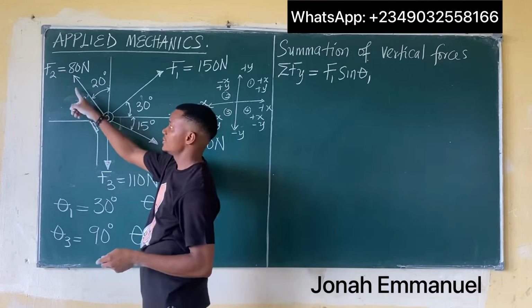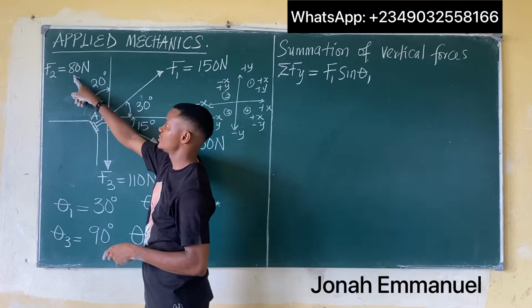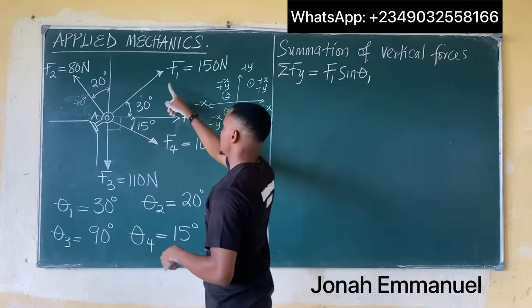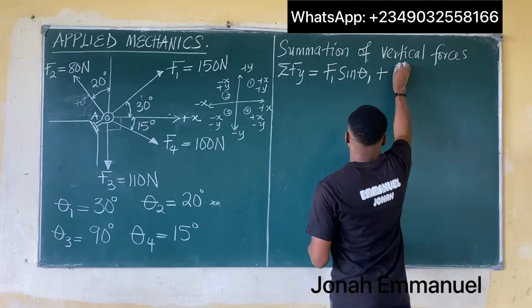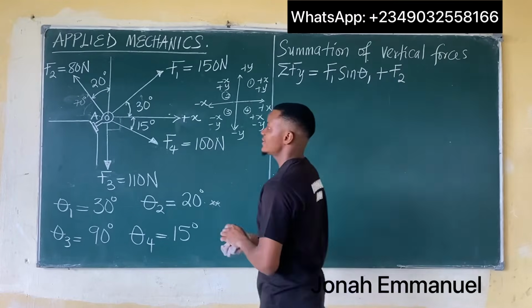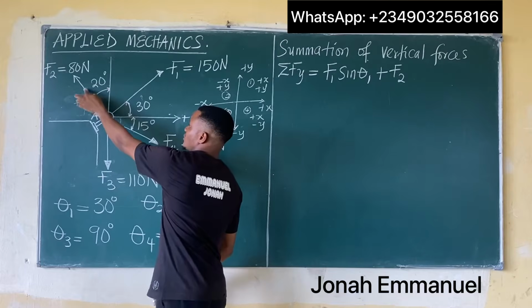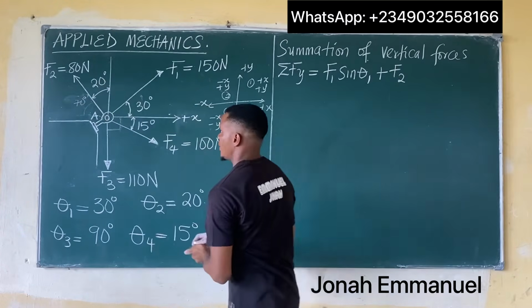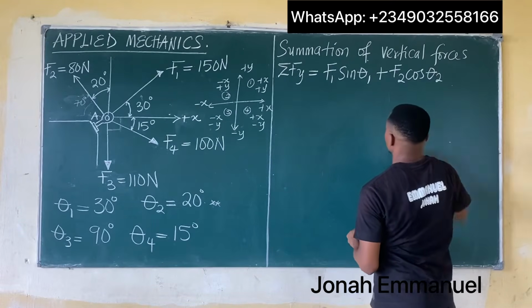For this one here, before then, resolve this to the vertical, to y. We said at this quadrant y is positive, so it becomes plus F2. Since the force is inclined to the vertical, it becomes a cos instead, so cos theta 2.